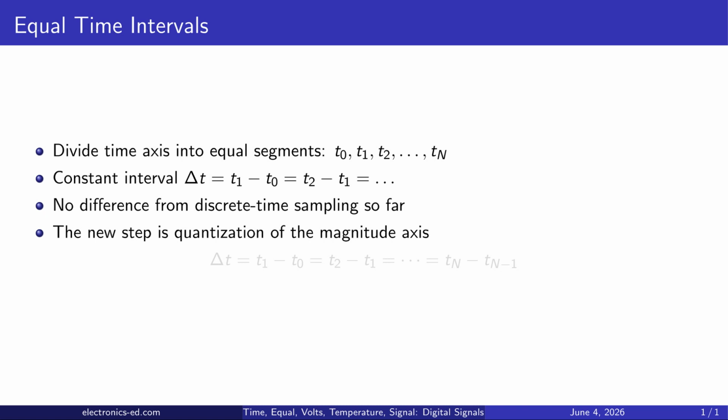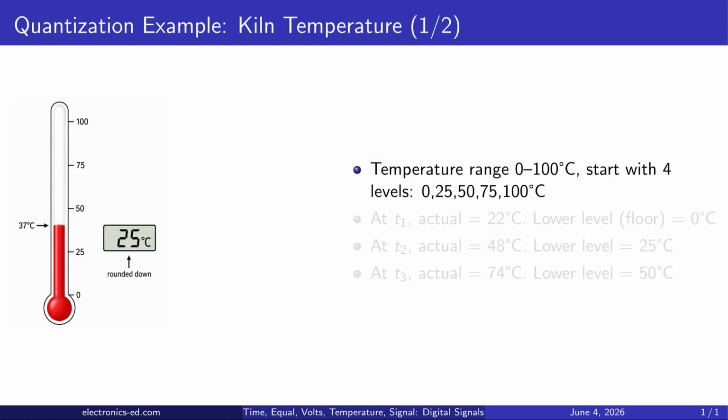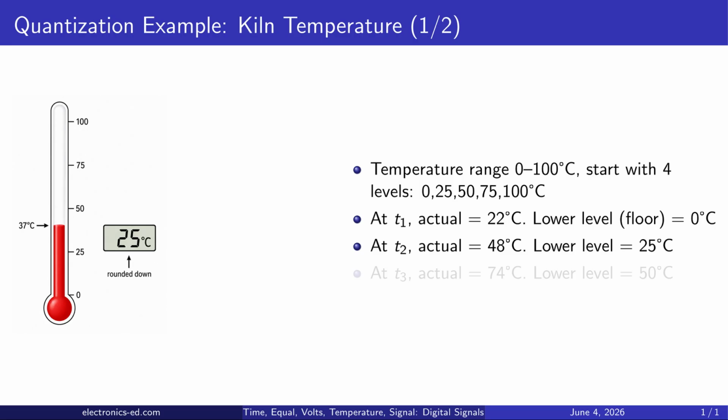The new step is the quantization of the magnitude axis. Consider a temperature range from 0 to 100 degrees Celsius. We start with just 4 levels, 0, 25, 50, 75, and 100 degrees. At time t1, the actual temperature is 22 degrees. The lower level, or floor, is 0 degrees. At time t2, actual is 48 degrees. The lower level is 25 degrees.